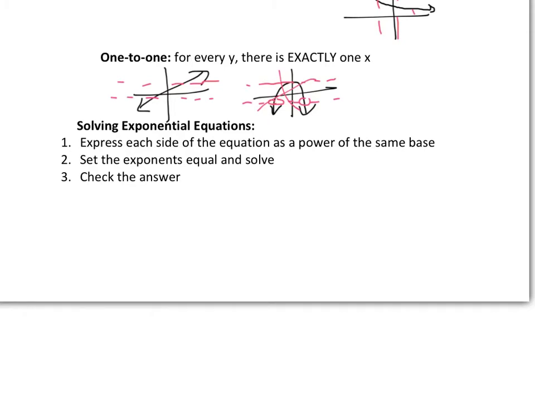Last thing is how to solve these exponential equations. What we're going to do is express each side of the equation as a power of the same base. We already started working with that last section, how to convert something to look like it has the same base. Then once you have the same base on each side, you just set the exponents equal to each other, drop the bases, because they're not important anymore, they just kind of cancel each other out. Set the exponents equal to each other, and solve. Then check your answer. I'll try to illustrate that with some examples.